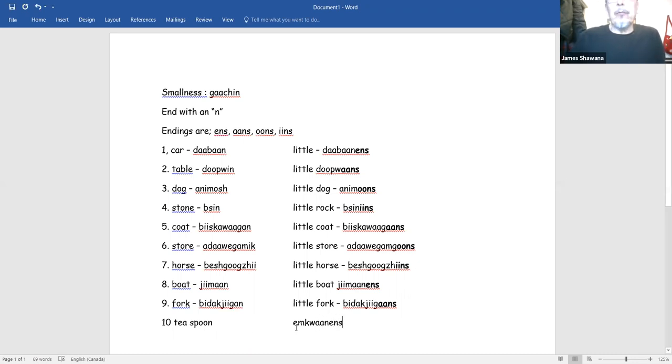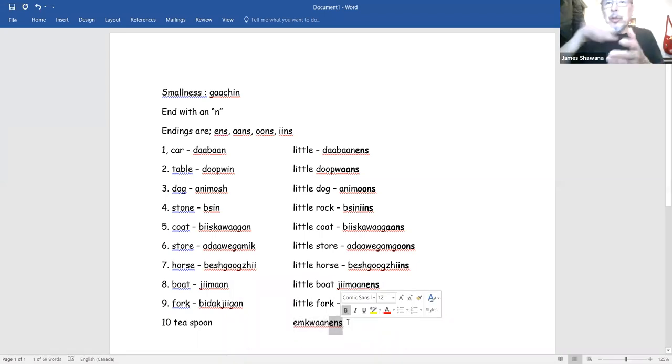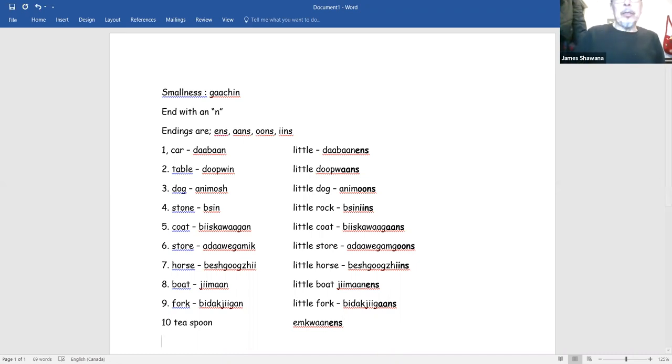We say little for a teaspoon. Mkwanes for a little spoon. And the regular spoon, like your regular soup spoon, that's mkwan. And then your mkwan is for your cooking spoon. So mkwanes is your teaspoon, and your regular mkwan is your spoon. And your mkwan is what you stir your pot with when you're making your beko masana boop.